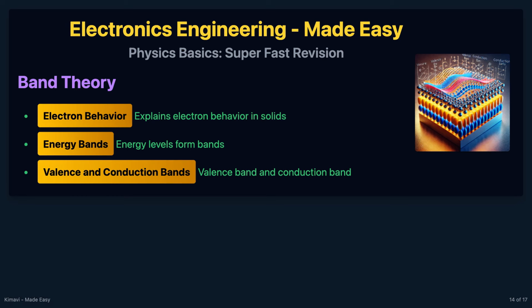According to this theory, the energy levels of electrons in a solid form bands. The valence band is the highest range of electron energies in which electrons are normally present at absolute zero temperature, while the conduction band is the range of electron energies higher than the valence band.